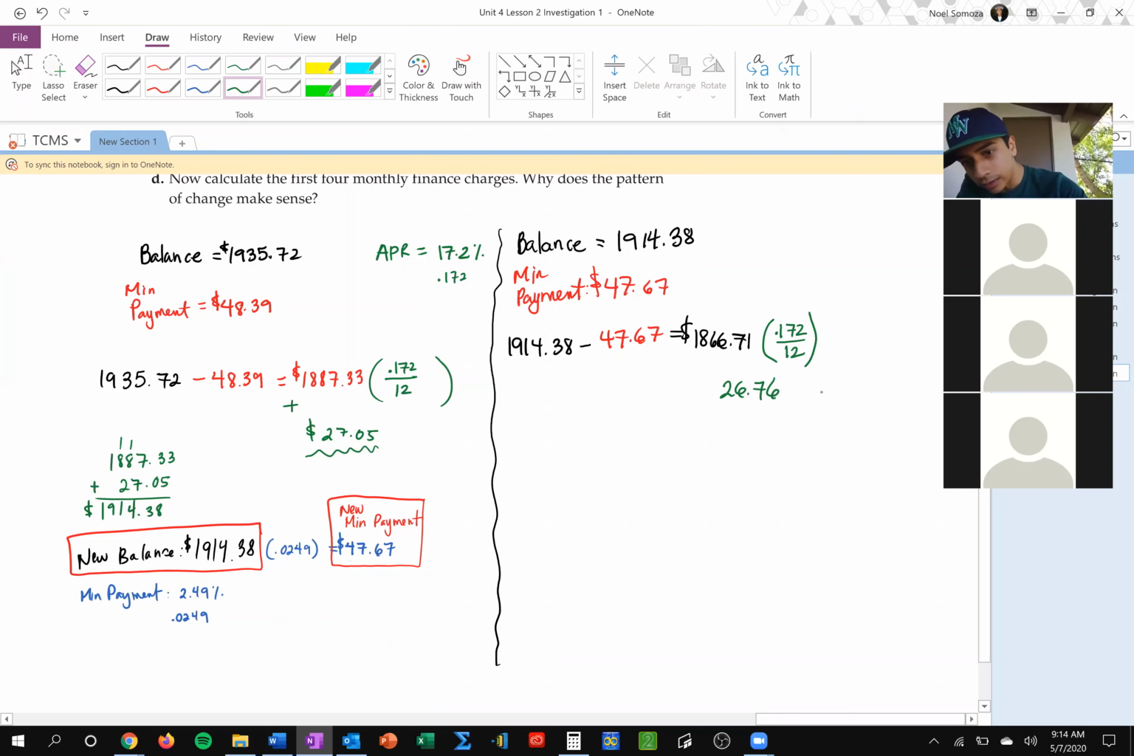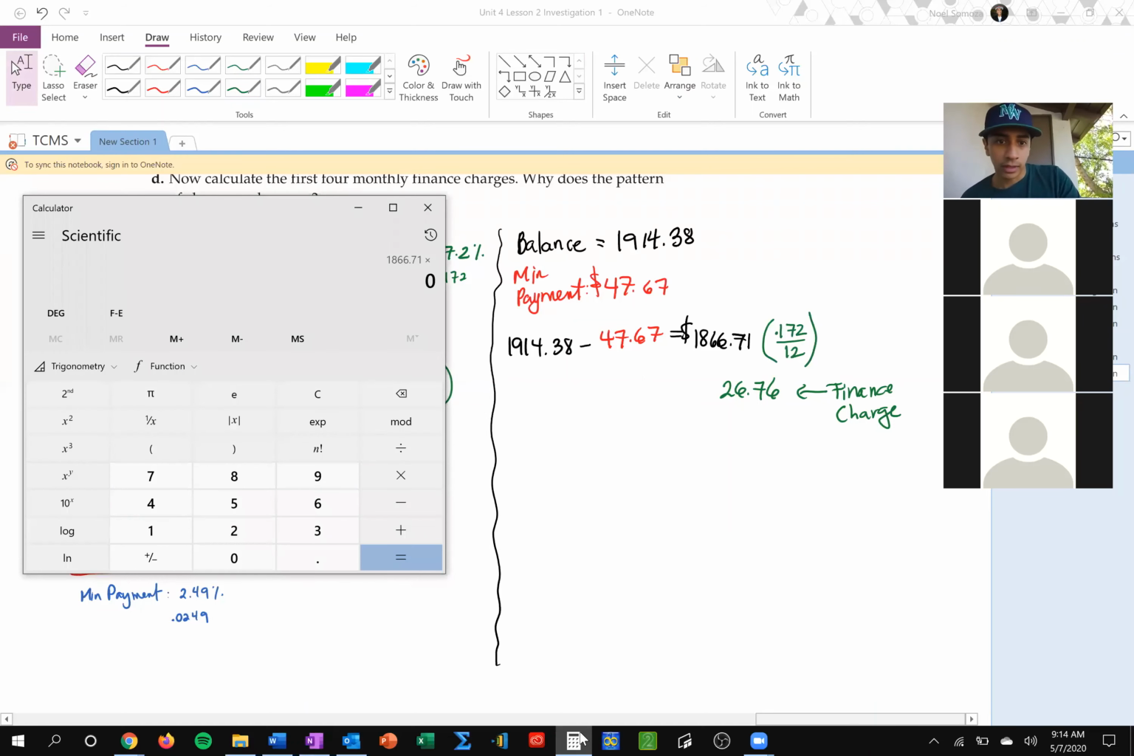All right, so this is our interest, or finance charge as they are starting to call it now. It's the interest, but they also call it finance charge. Now we add this new finance charge to her balance, which will create the final new balance for the month. So 1866.71 plus 26.76. Okay, so the new balance for this month is now 1893.47.